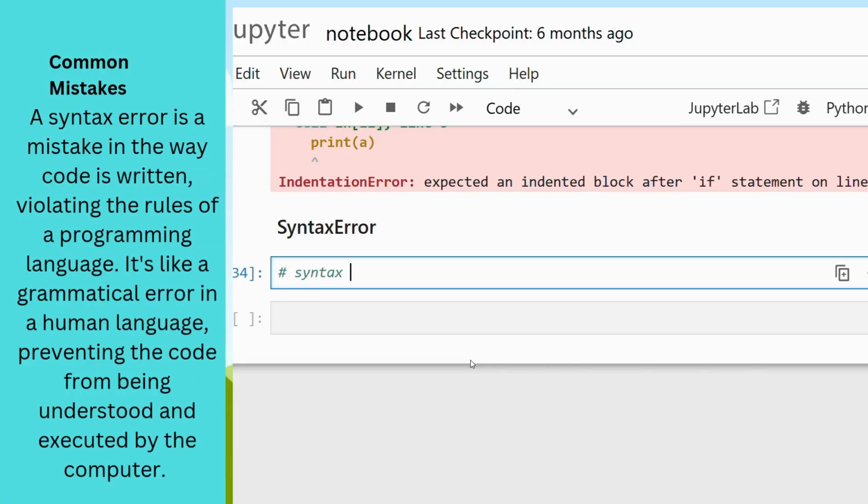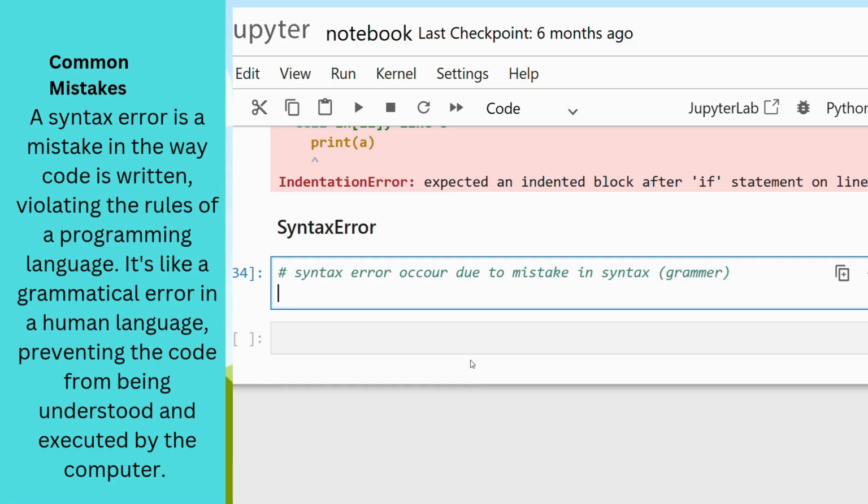Common mistakes. A syntax error is a mistake in the way code is written, violating the rules of a programming language. It's like a grammatical error in a human language, preventing the code from being understood and executed by the computer.